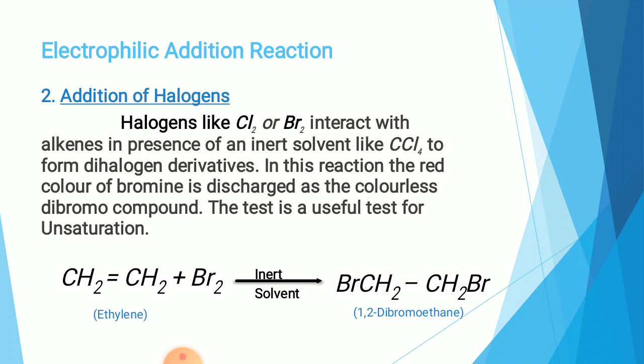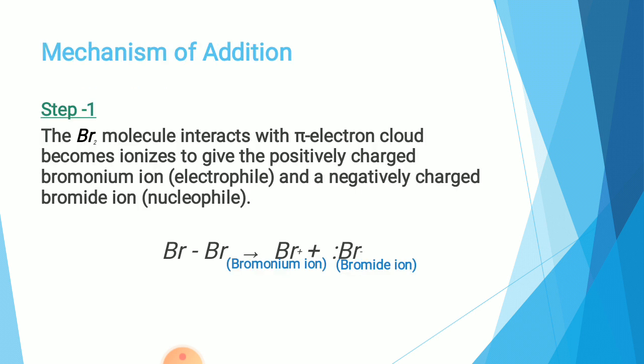So what happens in this reaction? You just see here ethylene, CH2=CH2, when it interacts with halogen, that is Br2, in presence of inert solvent like carbon tetrachloride, the bromine is attached across the carbon-carbon double bond. So finally it is forming 1,2-dibromoethane. Here also the mechanism of this reaction is related to the mechanism of electrophilic addition reaction.